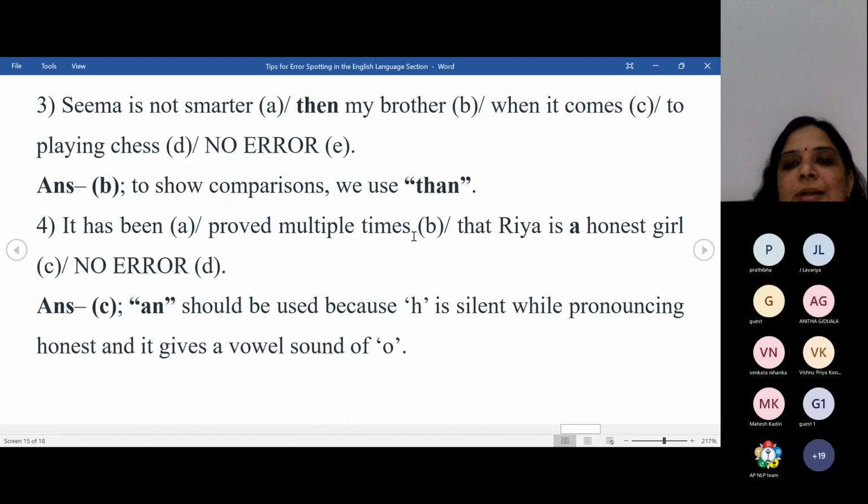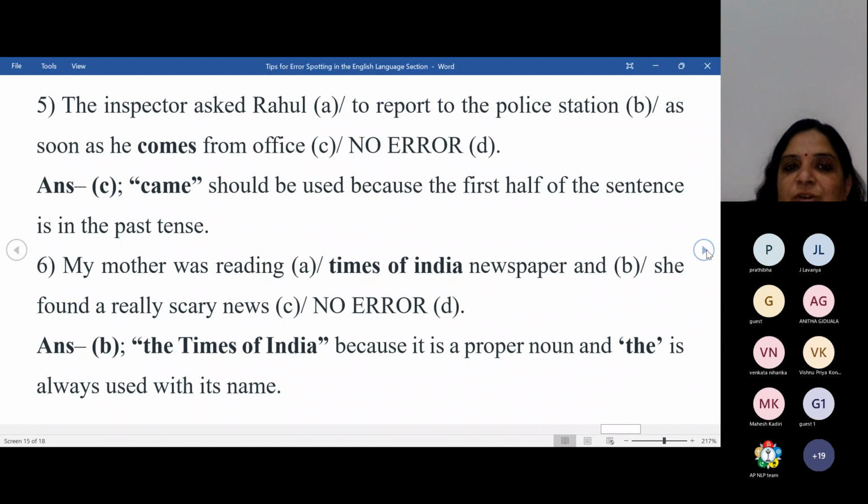It has been proved multiple times that Rhea is a honest girl. Which is the error here? "An honest". The H is silent, so it is "an honest", right? So with these small things, when you read, you feel, oh, it's correct, but it isn't correct, okay? The inspector asked Rahul to report to police station as soon as he comes from office. Why came? Because he asked. The first part is in the past tense. The second part also should be in the past tense.